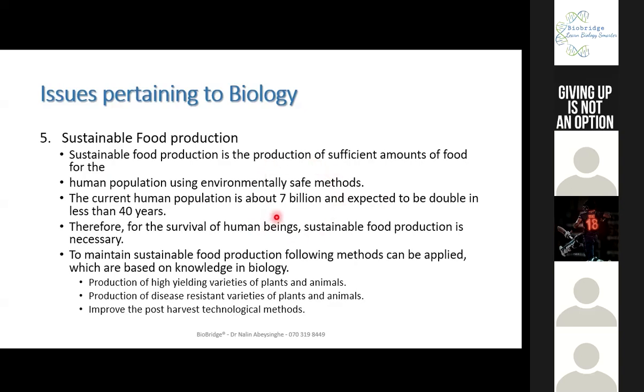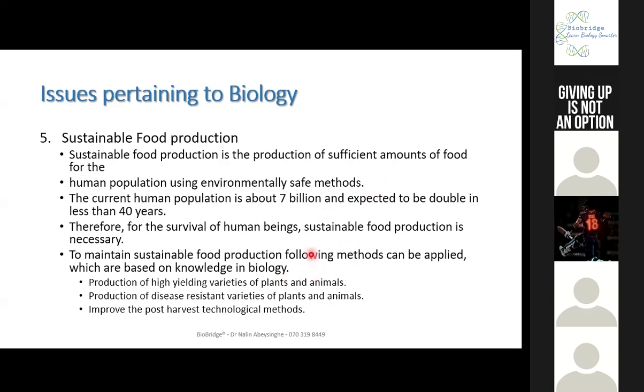Because from 2017, it has come to like a 1 billion rise. 1 billion means 1 into 10 to the power of 9, right? So see how fast the population is growing. They say it's expected to be doubled in less than 40 years. So therefore, for the survival of human beings, sustainable food production is necessary. Right? To maintain sustainable food production, these methods should be applied.